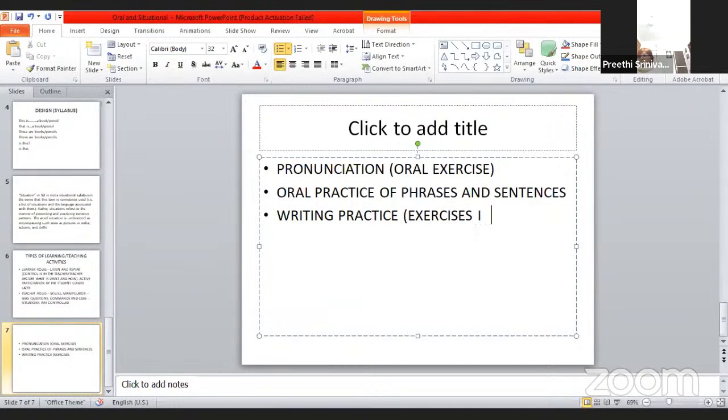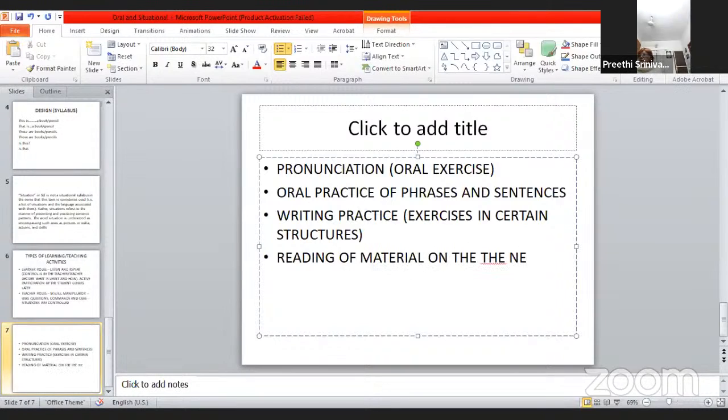In certain structures. Then reading of material on the new structure or written.